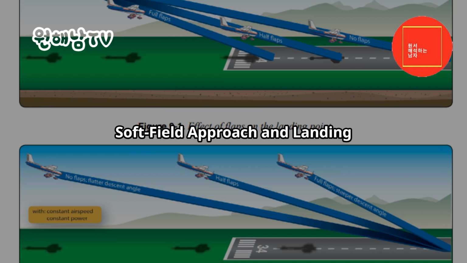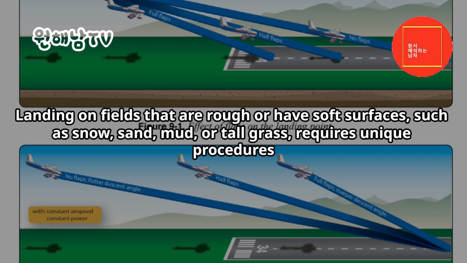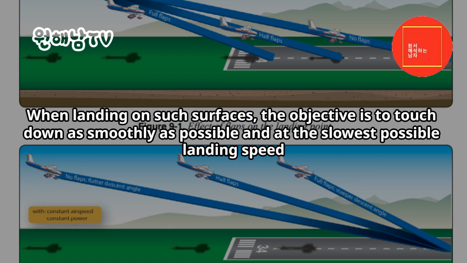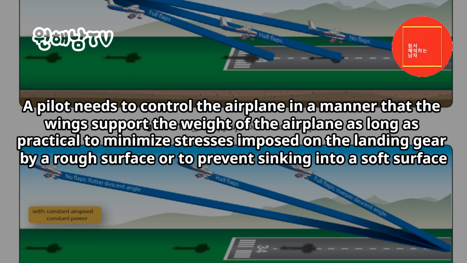Soft field approach and landing. Landing on fields that are rough or have soft surfaces, such as snow, sand, mud, or tall grass, requires unique procedures. When landing on such surfaces, the objective is to touch down as smoothly as possible and at the slowest possible landing speed. A pilot needs to control the airplane in a manner that the wings support the weight of the airplane, as long as practical, to minimize stresses imposed on the landing gear by a rough surface or to prevent sinking into a soft surface.